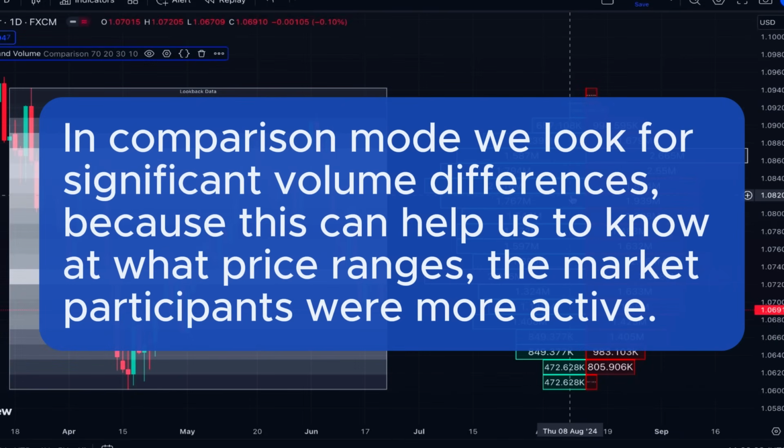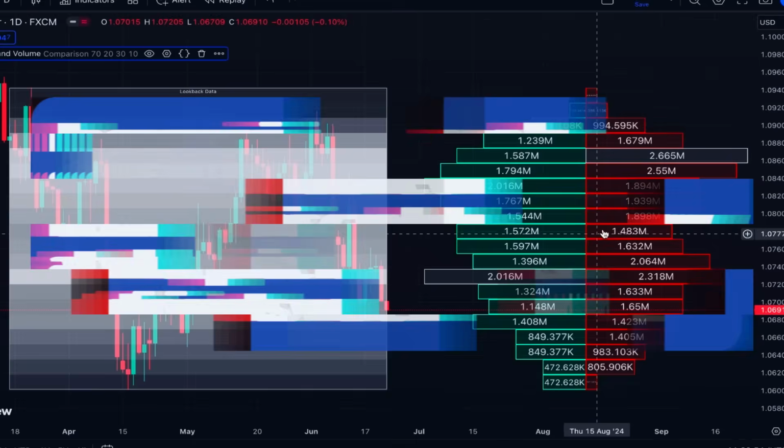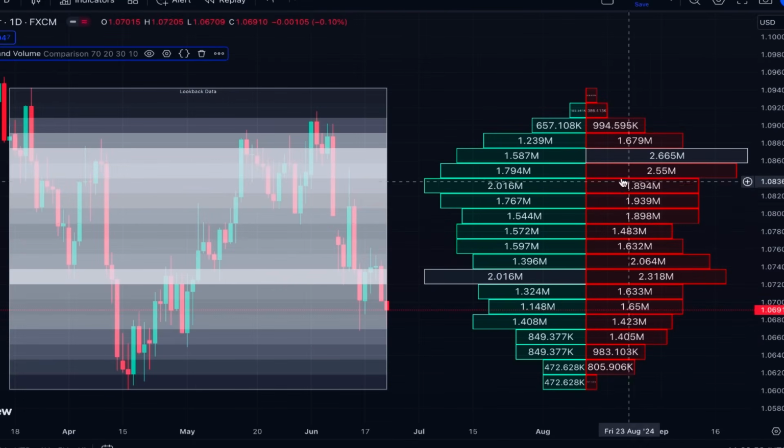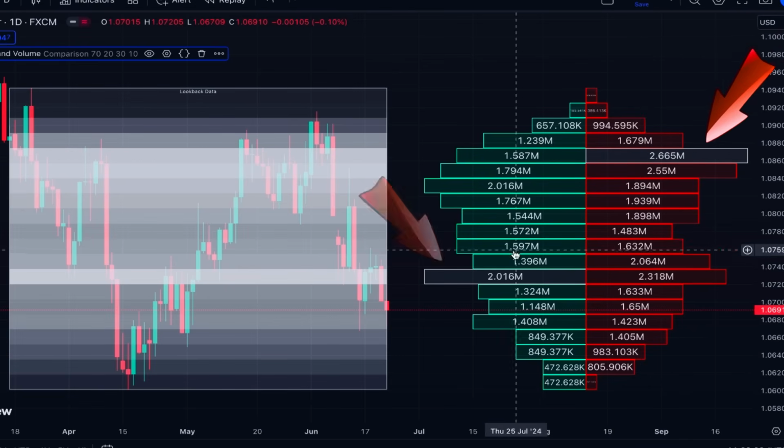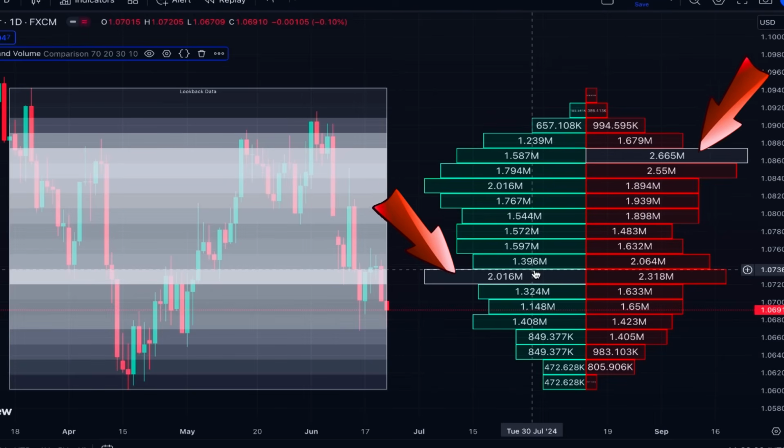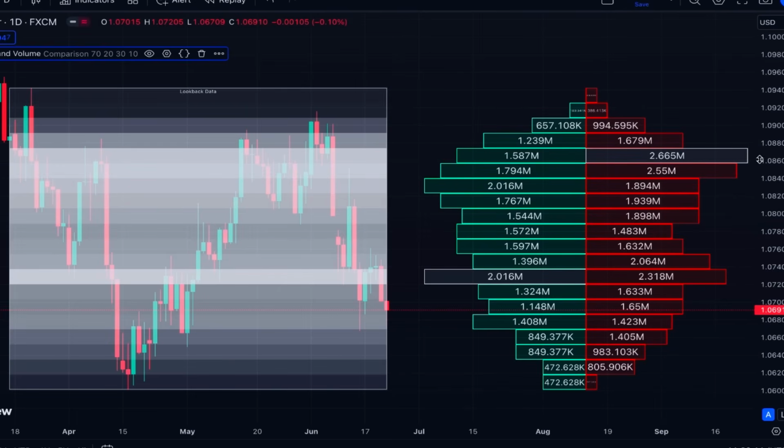In comparison mode, we look for significant volume differences because this can help us to know at what price ranges the market participants were more active. This comparison mode also shows point of control, which is shown by a different background color like here or here. And these are significant levels that showed more activity, or in other words, more volume differences. For example, here for this price range, it is showing considerable difference in the volume with a significant selling volume.